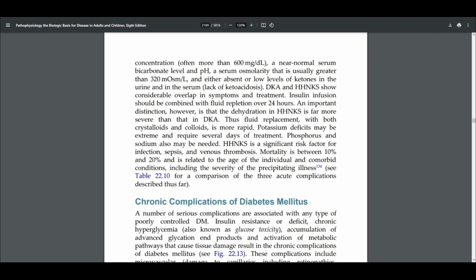HHNS is a significant risk factor for infection, sepsis, and venous thrombosis. Your mortality is between 10 and 20% and is related to the age of the individual and comorbid conditions, including the severity of the precipitating illness.